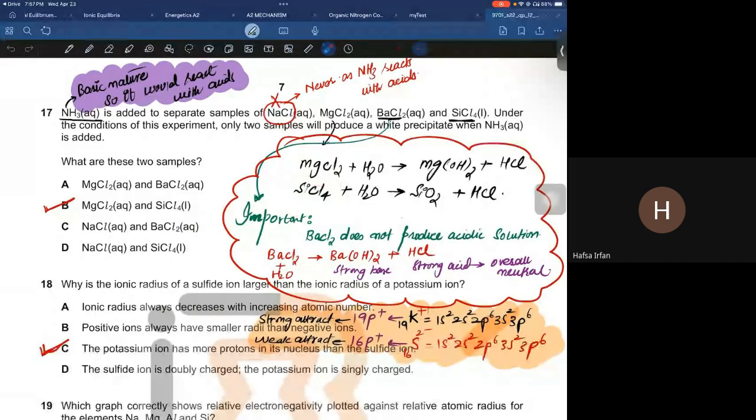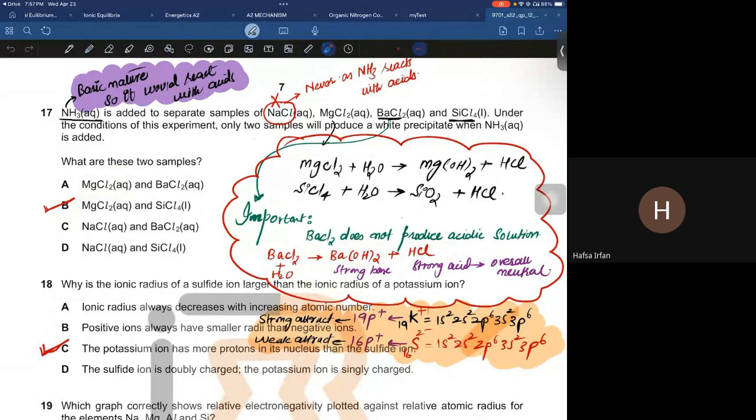You know why C is incorrect? Because first of all, it has sodium chloride. And why is A not correct? Because magnesium chloride is correct, but why is barium chloride incorrect? Because when you add barium chloride in water, it's going to produce HCl and barium hydroxide. Barium hydroxide is a strong base. How do we know this is a strong base? Because it's more soluble in water.